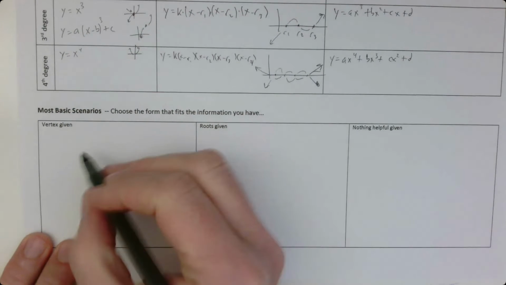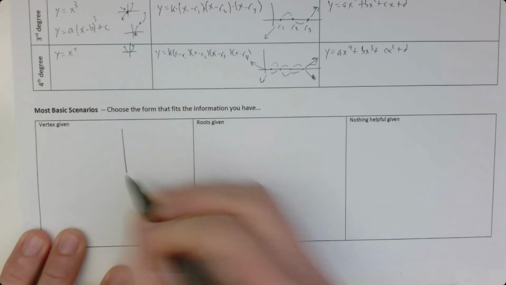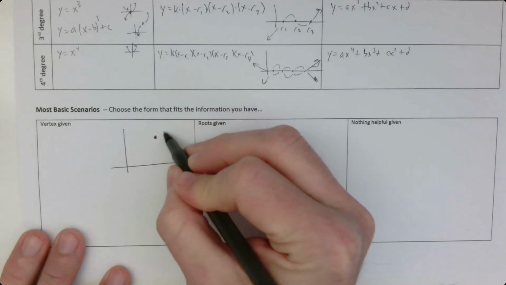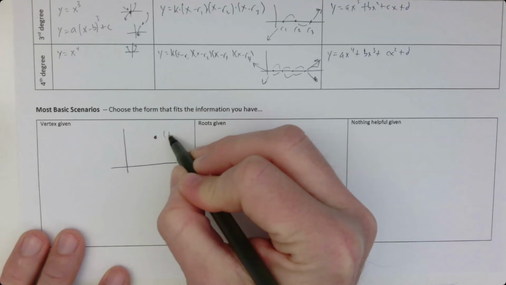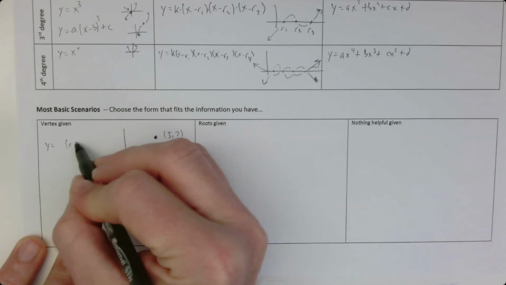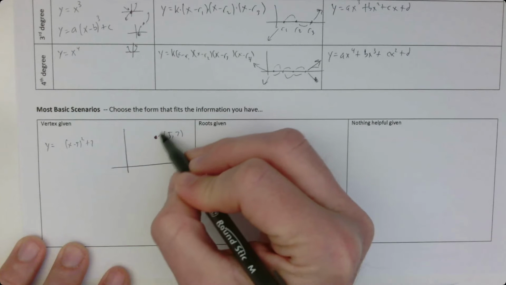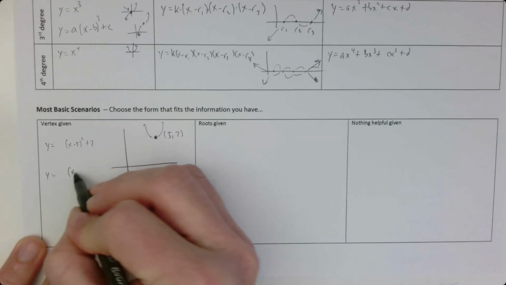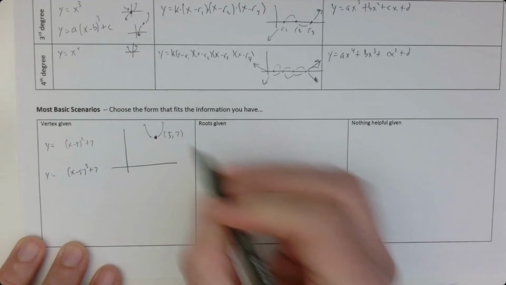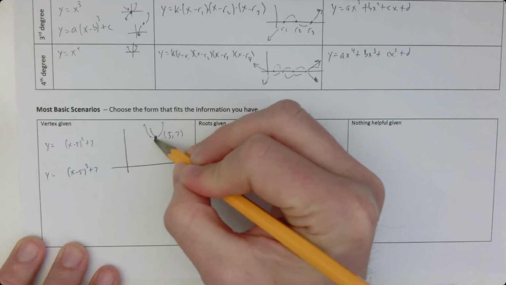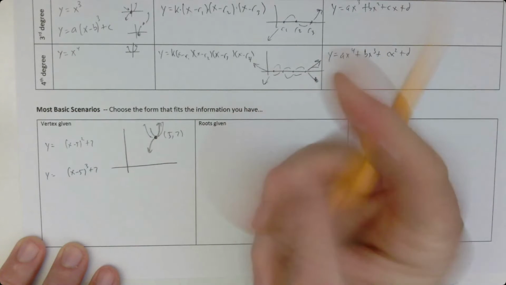So vertex form. Let's pretend I'm trying to put something through some arbitrary point over here, like, let's make this 5, 7. So for a quadratic, I could just immediately say x minus 5 squared plus 7, and that would give me a quadratic like this. Or I could do a cubic. X minus 5 cubed plus 7 would give me, I don't have lots of colors here, but let's do it in pencil. Sorry, this would look like this. So there's the cubic.